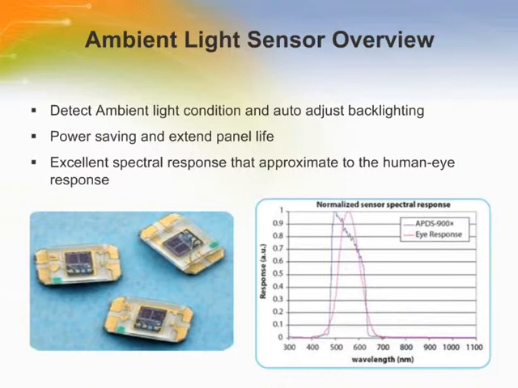Typical application is in LCD displays. Nowadays, the LCD becomes the mainstream of display panels. However, it emits no light of its own, so the LCD displays need backlighting. Therefore, the automatic adjustment of the backlighting gives the capability of power saving and extending the panel life.